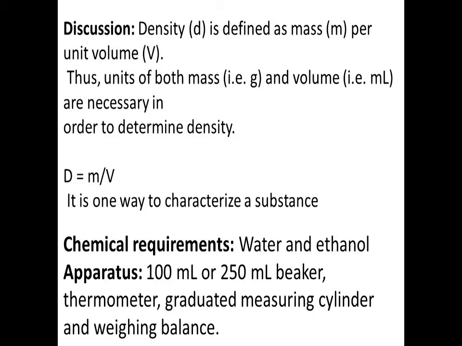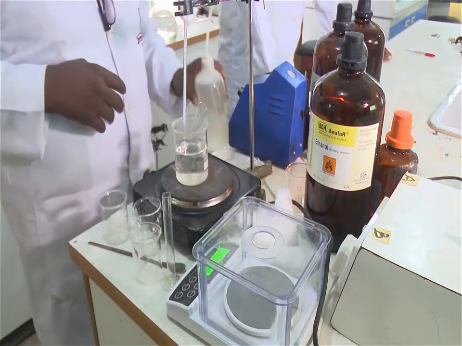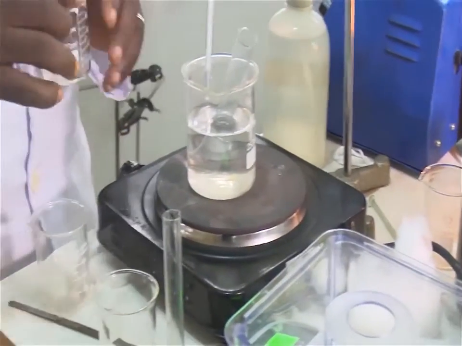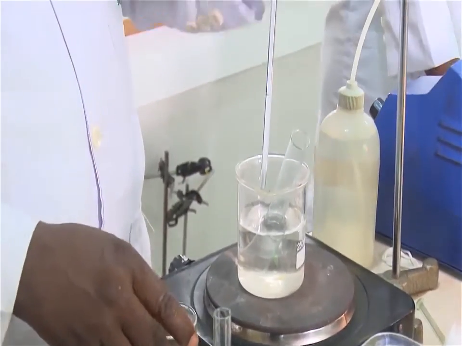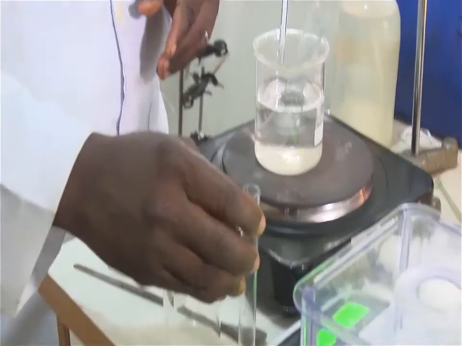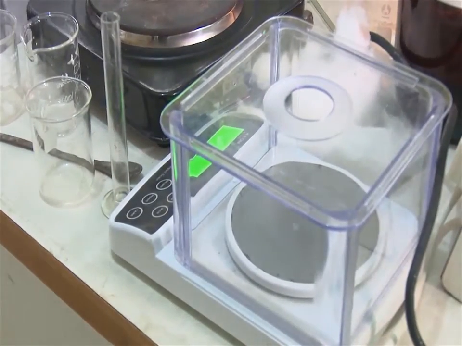For this, our practical will be requiring the following: water and ethanol, and the following apparatus: 100 ml or 250 ml beaker, thermometer, graduated measuring cylinder, and a weighing balance. And for us to carry out this practical, what we want to do specifically now is to determine the density of water. And we'll go this way following this procedure.